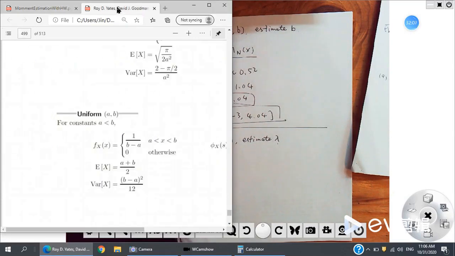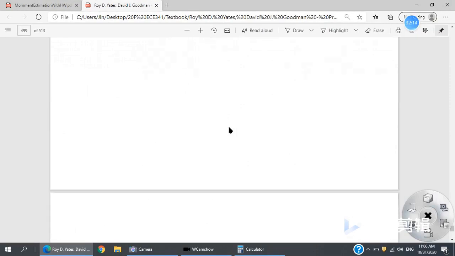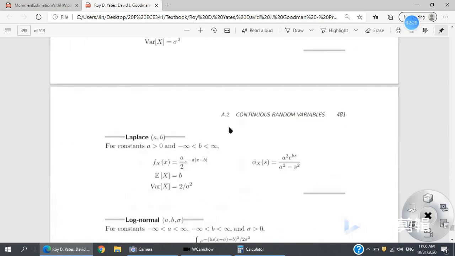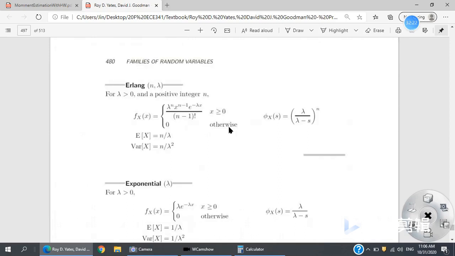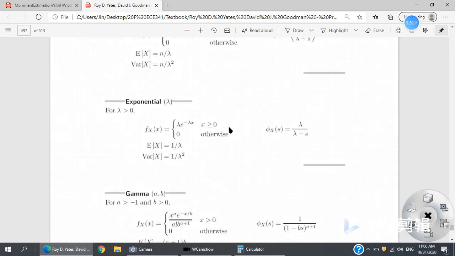We still have it in the appendix here. It's uniform, so we need to go up. Exponential, Gaussian, gamma. Okay, exponential is here. Yeah, exponential is here. So for exponential lambda, this is the PDF. Then here EX is 1 over lambda. Okay, I just use this one, it will be fine. Let me copy it. EX equal to 1 over lambda.